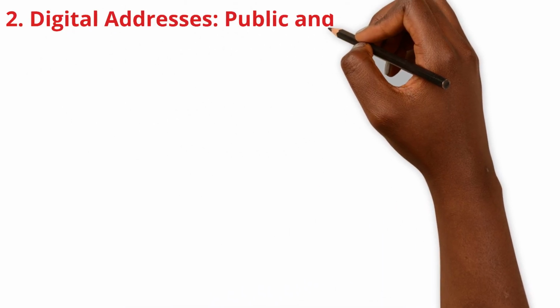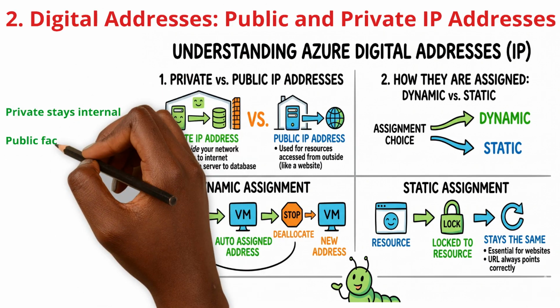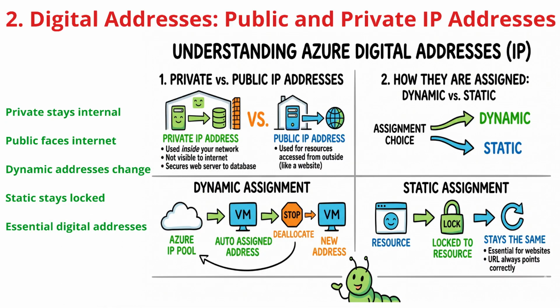Just like every house needs a street address, every device in Azure needs an IP address to be found. First, let's look at private versus public. Private IPs are for the insiders. They let your web server talk to your database securely without the internet seeing. Public IPs are your front door, used for websites or gateways that the whole world needs to access.